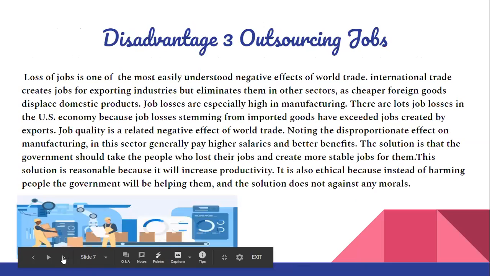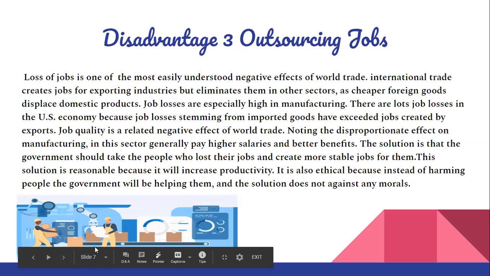Disadvantage 3: outsourcing jobs. Loss of jobs is one of the most easily understood negative effects of world trade. International trade creates jobs for exporting industries, but eliminates them in other sectors, as cheaper foreign goods displace domestic products. Job losses are especially high in manufacturing.